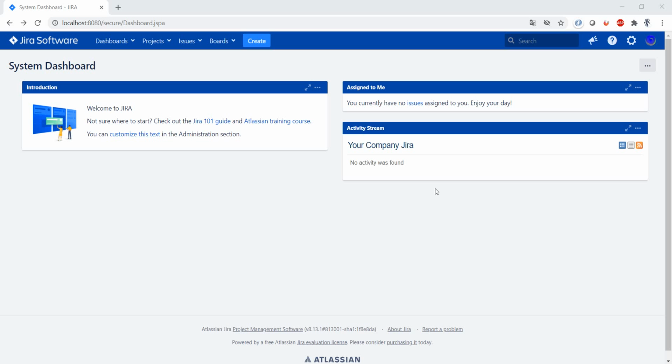What is JIRA? JIRA is one of the best issue tracker tools out there. I would say it's the best, since I've been using it for about 10 years. What can you expect from this course?